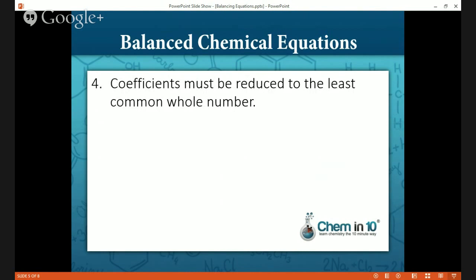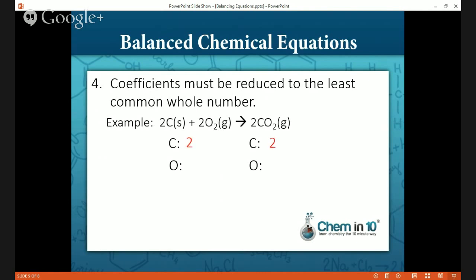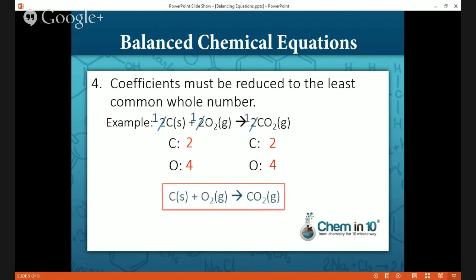Fourth, the coefficients must be reduced to the least common whole number. For example, in this chemical equation, we've got 2 carbons in the reactants and 2 carbons in the products. We've got 2 O2, so that means 4 oxygen atoms in the reactants and 4 oxygen atoms in the products. So it appears to be balanced. However, these all can be reduced to the least common whole number, which is 1. So the correctly balanced equation would be carbon plus oxygen yields carbon dioxide. So even though it's balanced, it doesn't mean it's the right balancing. You need to make sure your coefficients are reduced to the least common whole number.